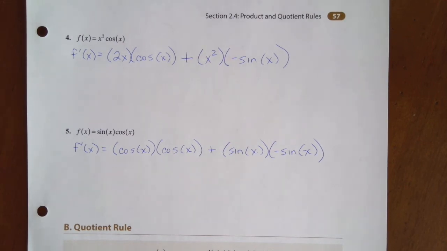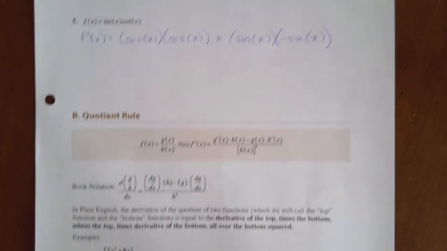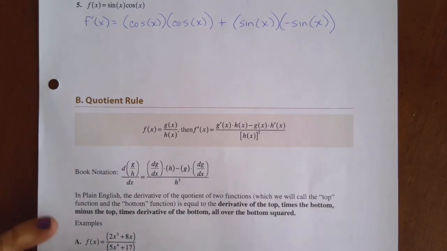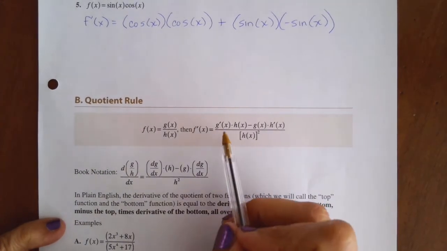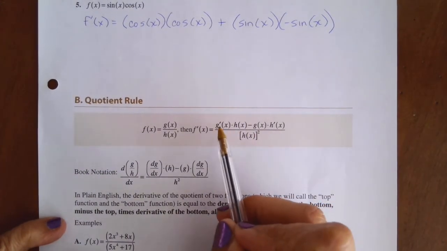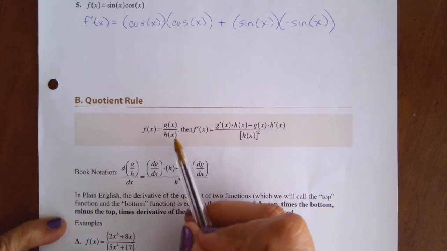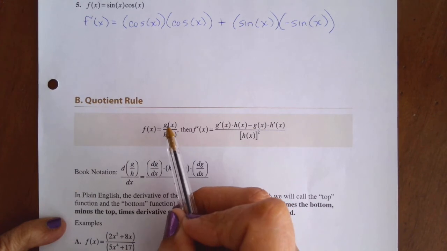All right, so that was the product rule. Now we're going to look at the quotient rule. Let's go over the rule and then we'll do a couple of those. The quotient rule is very similar to the product rule. The top almost looks exactly the same except for that minus sign in the middle. So the rule for quotients, when you're dividing, you always start with the derivative of the top.